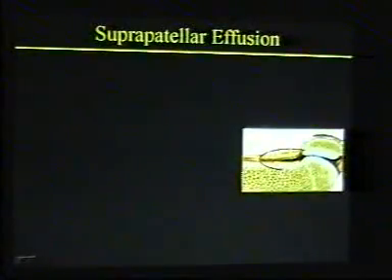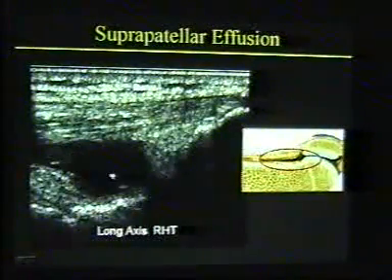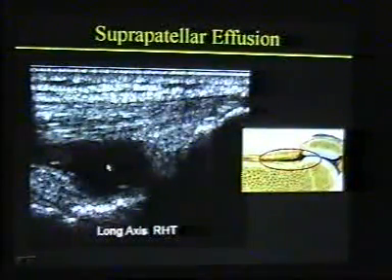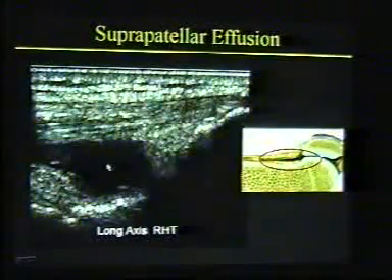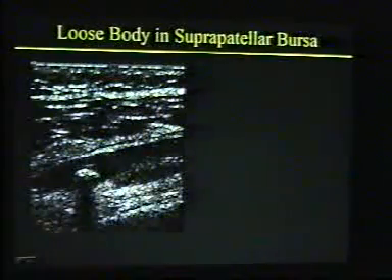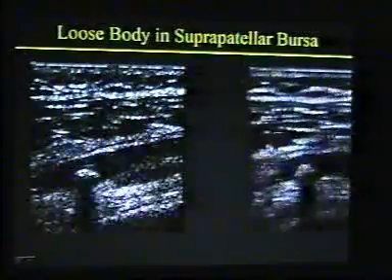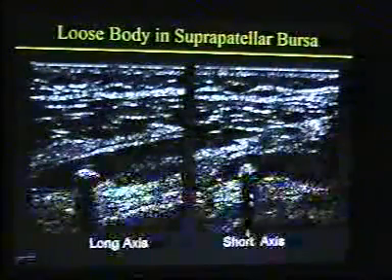First is Suprapatellar Bursa. We scan this area, and here is bursitis. Fluid in Suprapatellar Bursa is called Suprapatellar Effusion in the recess. Then we can have loose bodies in Suprapatellar Bursa, which will be hyperechoic with shadowing. It can be confirmed in short axis.